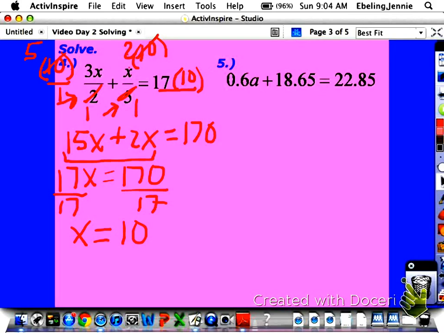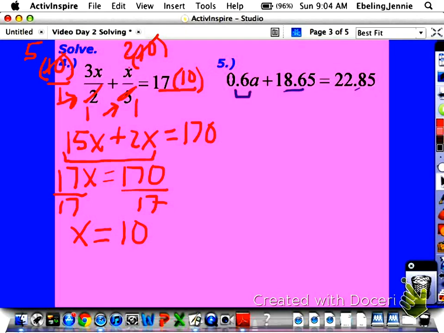Alright, let's take a look at the last example that I have on this day 2 part A, and this is the number 5. Now look, they all have decimals in them. Well, earlier in the steps that you wrote down in your notes, it said if you have fractions or decimals, get rid of them. So in number 4 we had fractions. We multiplied by a number that both denominators would divide evenly into. Well, with decimals, we want to multiply by a number that will move these decimal points.